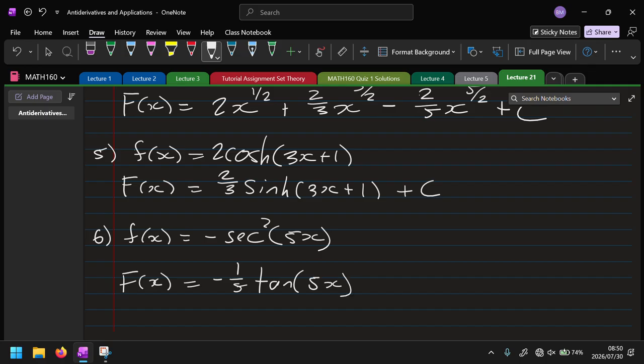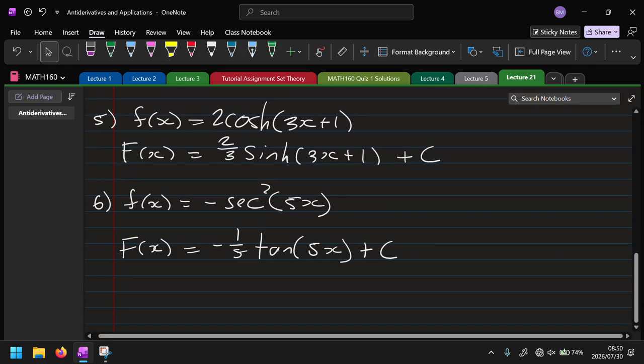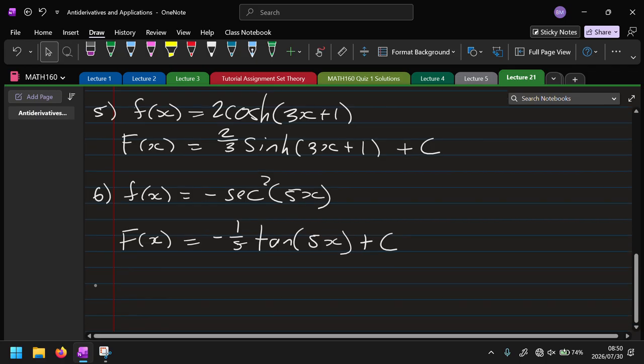And again, you can always check your answer by going backwards. So the derivative of tan is sec squared. That's good. And then the 5 jumps out in front and makes it a -1. So you can always check your answer. You know if it's right or not. Plus c. Okay. Number 7.